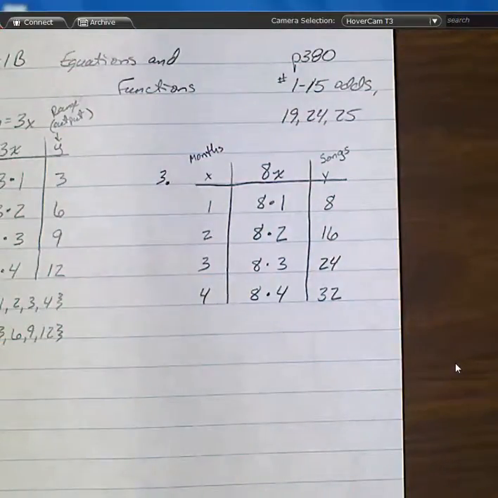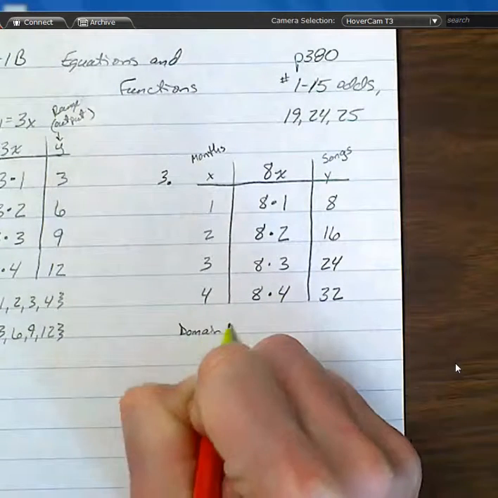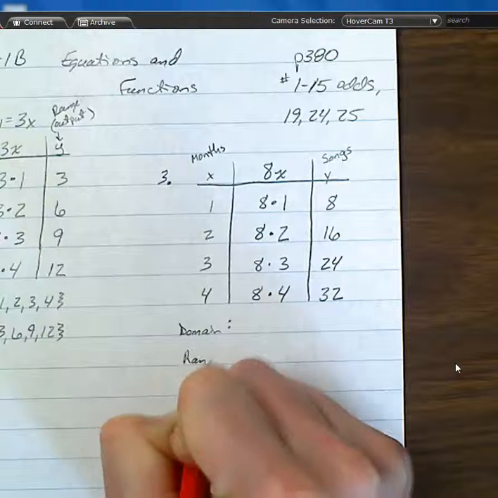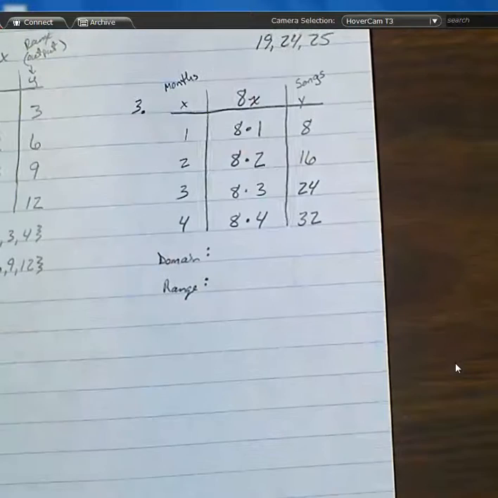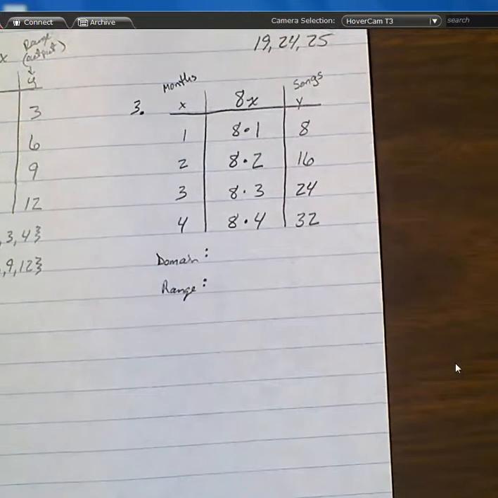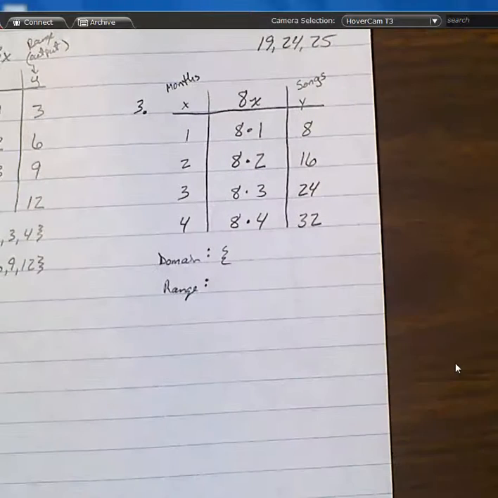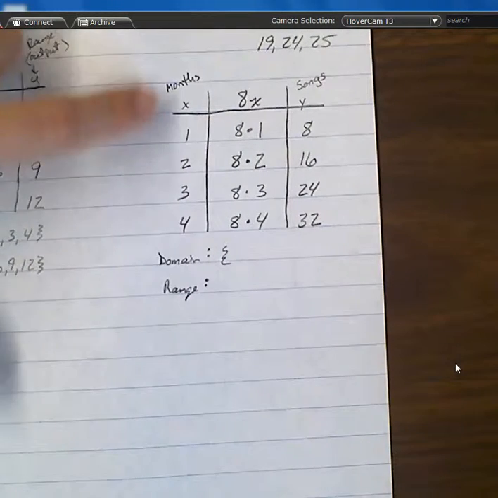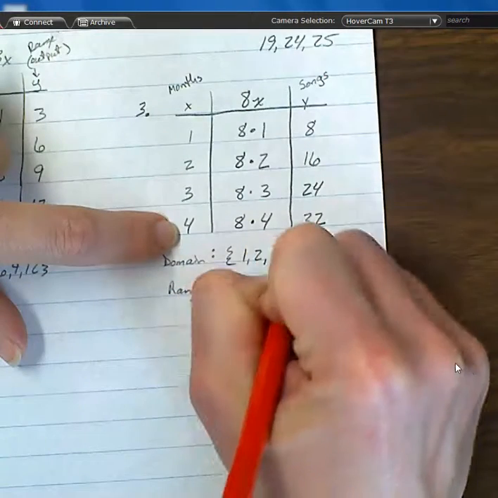What else do we have to do? Domain and range. So it says identify the domain and the range. How do I start the domain? What does the domain stand for? Domain is the what, Morgan? Inputs. So what are my numbers for my domain? 1, 2, 3, 4. Good. X's are my inputs. 1, 2, 3, 4, and brace.